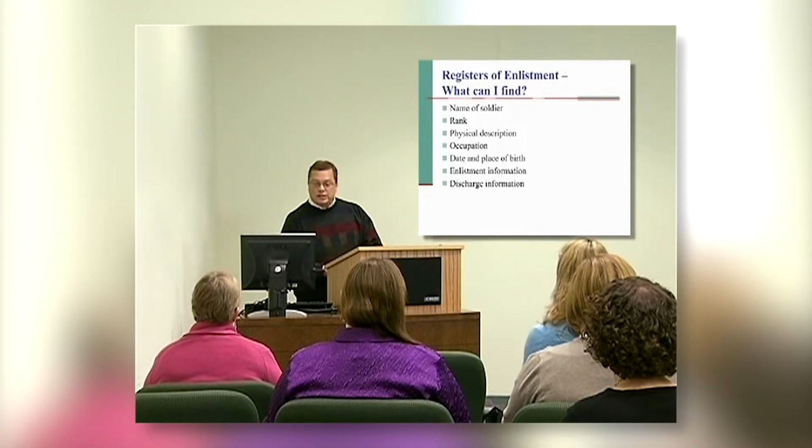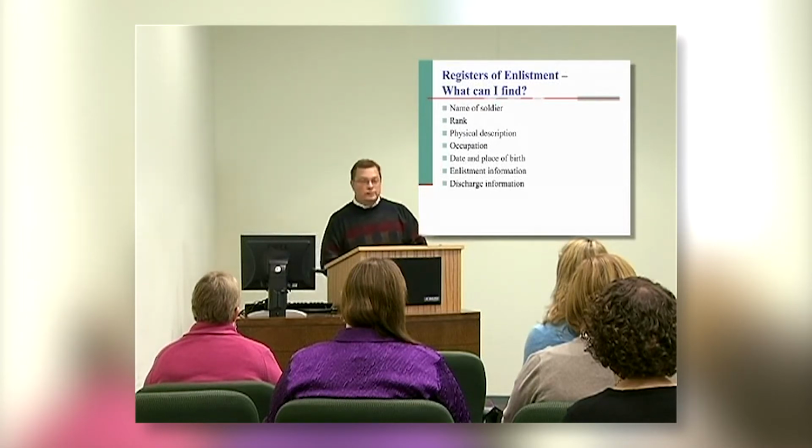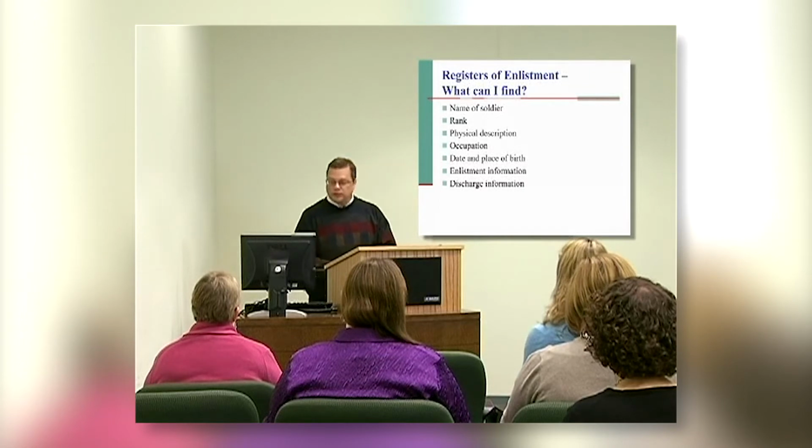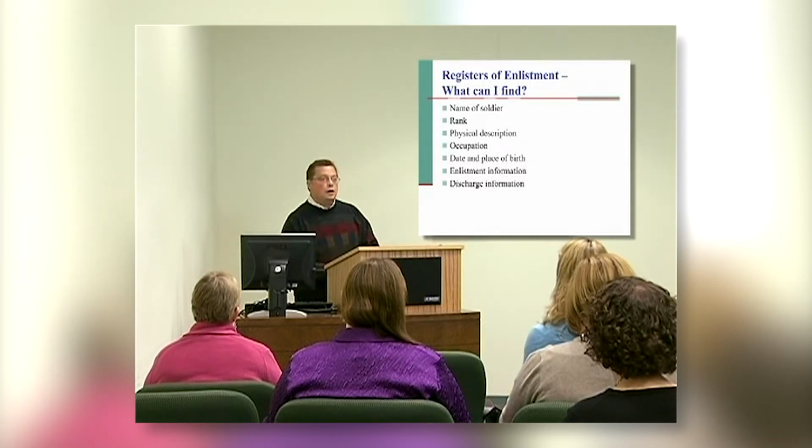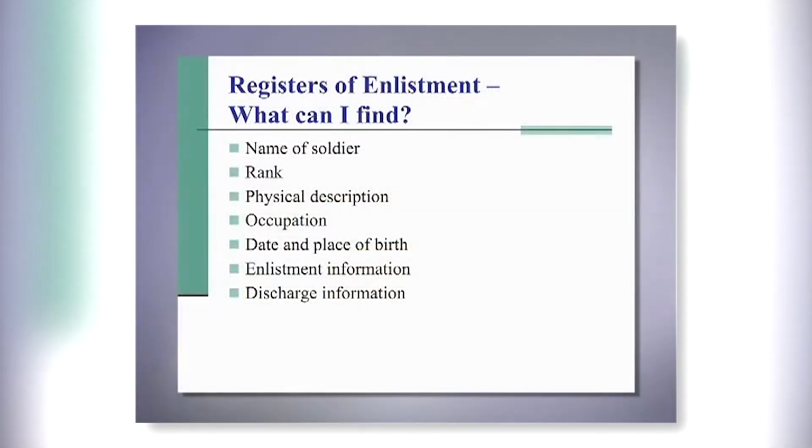The basic information that an entry in the Register of Enlistment will give you includes the name of the soldier, his rank, a physical description including height, eye color, hair color, complexion, his civilian occupation, his date and place of birth, his enlistment information when he was listed and discharged, and he usually gives the place of discharge as well. And at the end of it, it usually gives a brief summary of his character as a soldier at the time that he was discharged.